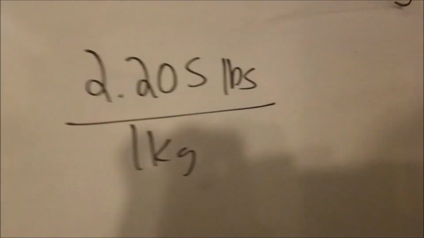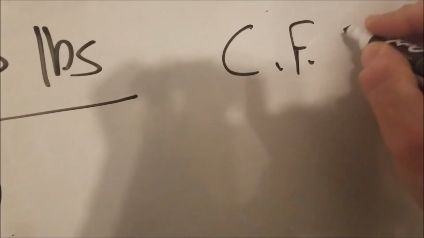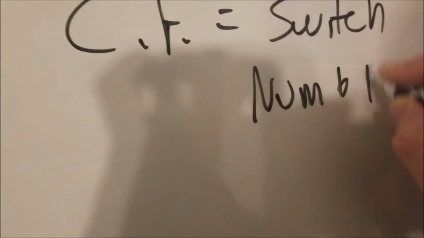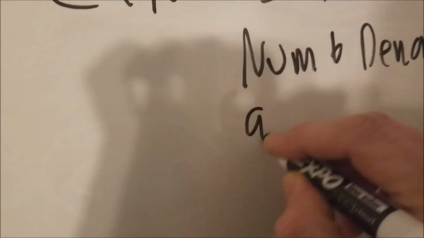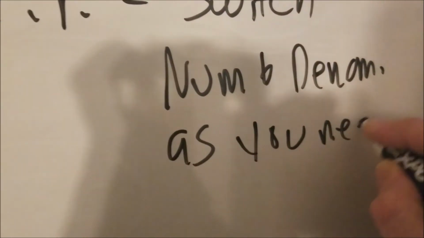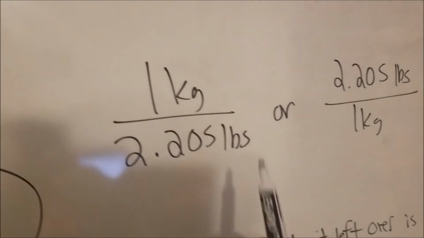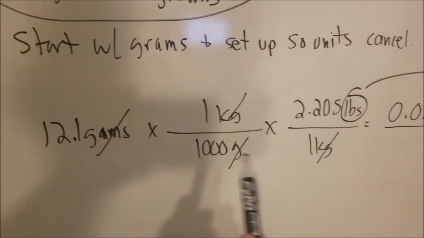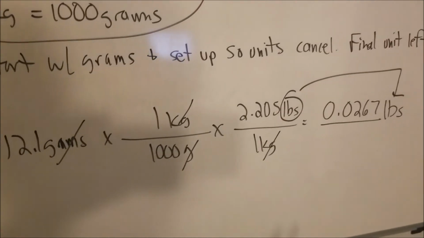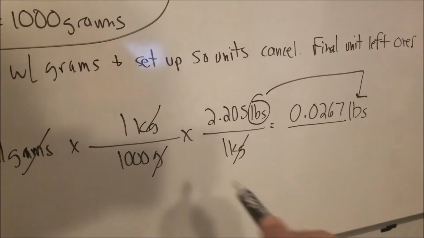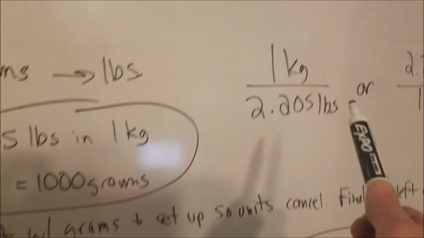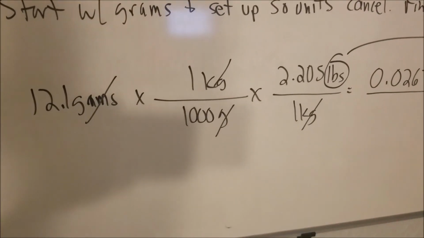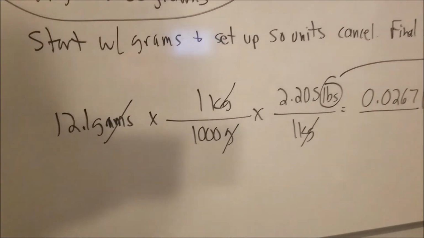For any conversion factor, you can switch the numerator and the denominator as you need. Sometimes you'll need to use it like this, sometimes you'll need to use it like this. It all depends on what you're doing in the problem. Same thing with the pounds and kilograms. Anytime you have something equals something else, you can always switch the numerator and the denominator however you need to in the problem.